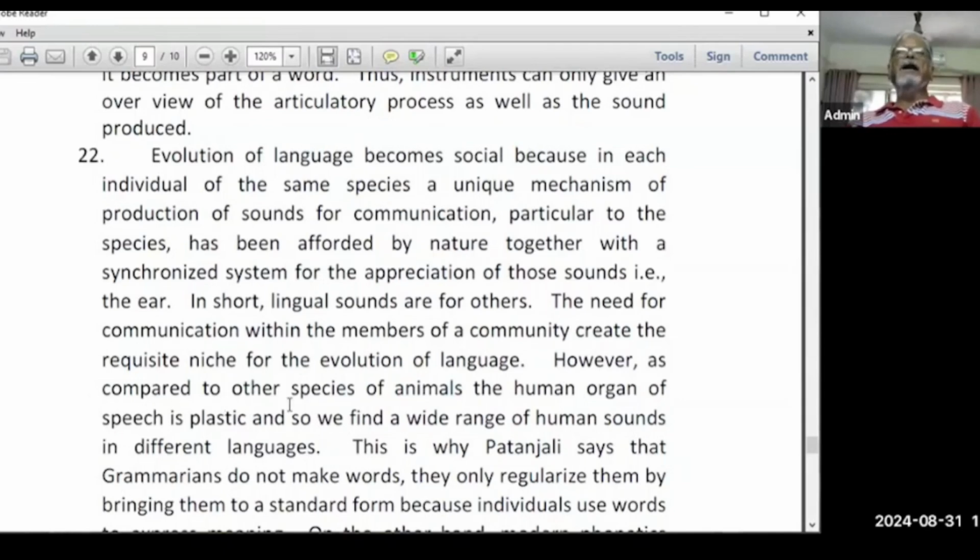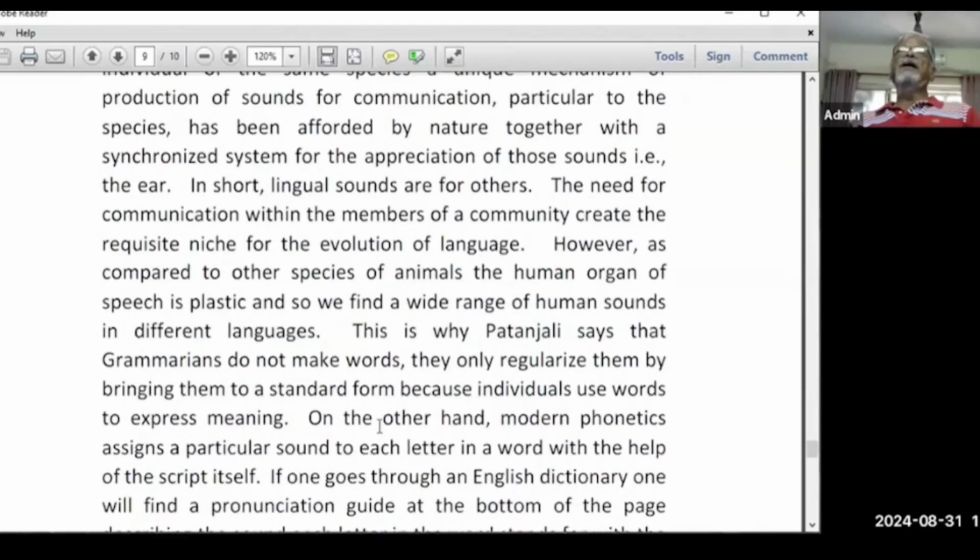However, as compared to other species of animals, the human organ of speech is plastic. And so we find a variety, a wide range of human sounds in different languages. This is why Patanjali says that grammarians do not make words. They only regularize them by bringing them to a standard form, because individuals use words to express meaning.